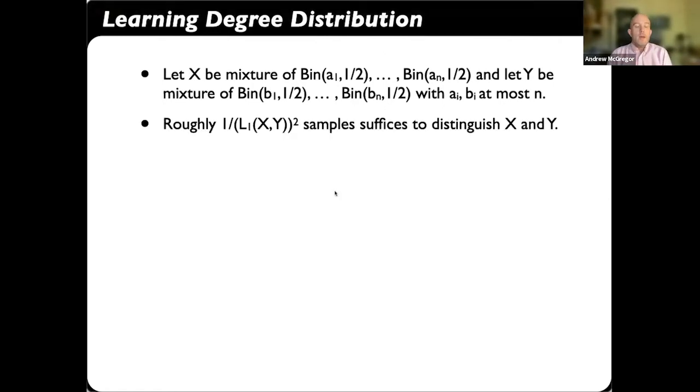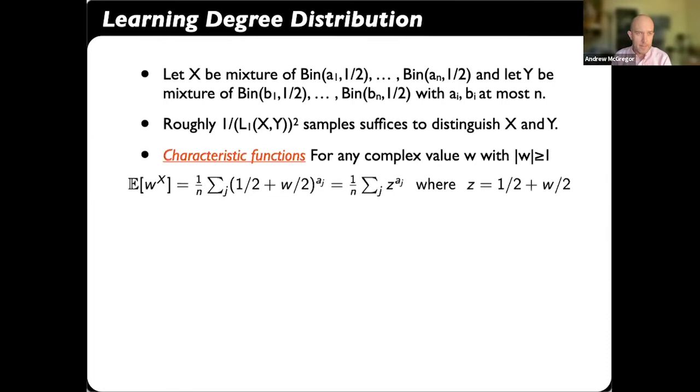Okay. So a standard result: if you have two distributions with a variational or L1 difference between them, then the number of samples that you require to distinguish them is roughly 1 over the square of that variational distance. So roughly 1 over the L1 difference between the distribution of X and the distribution of Y, squared, samples is sufficient to distinguish X and Y. So what we need to do is basically argue that the variational distance is not ridiculously tiny. It's only somewhat tiny. And then we'll get an upper bound on the sample complexity.